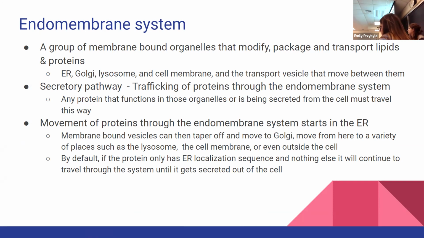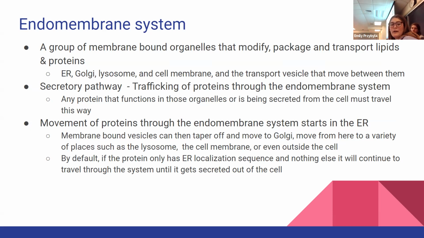The movement of proteins through the endomembrane system begins in the ER, and then from here, vesicles will split off and go to the Golgi. Proteins can be modified at the Golgi and then will move from the Golgi in vesicles. And so here we're thinking about protein localization sequences. If a protein only has an ER localization sequence, it will go through the entire secretory pathway and end up exiting the cell. For the protein to stay within the ER or within the cell elsewhere, it needs different localization sequences.